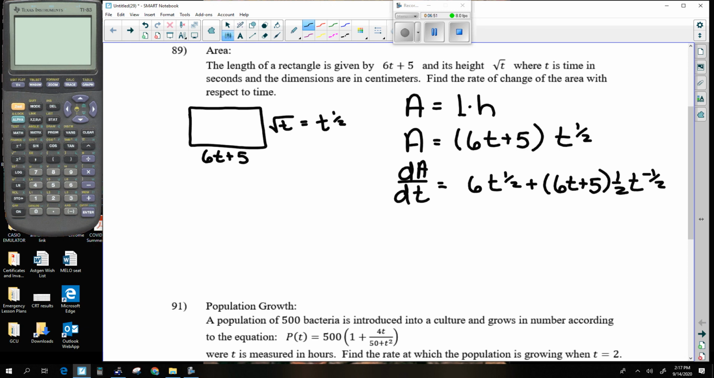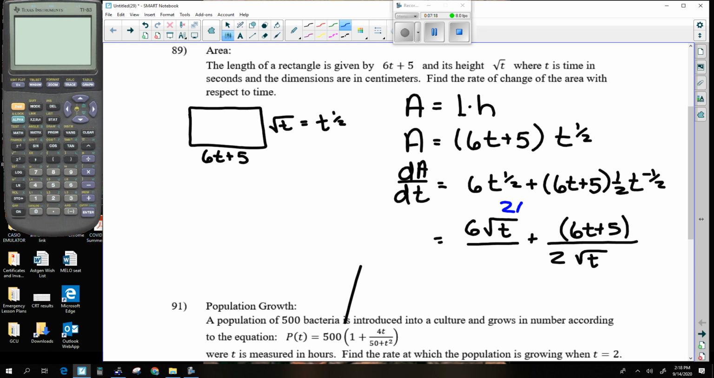I do have to clean it up. So the change in area over change in time, this is 6 square root t plus 6t plus 5 over 2 square root t. This side needs a 2 square root t.